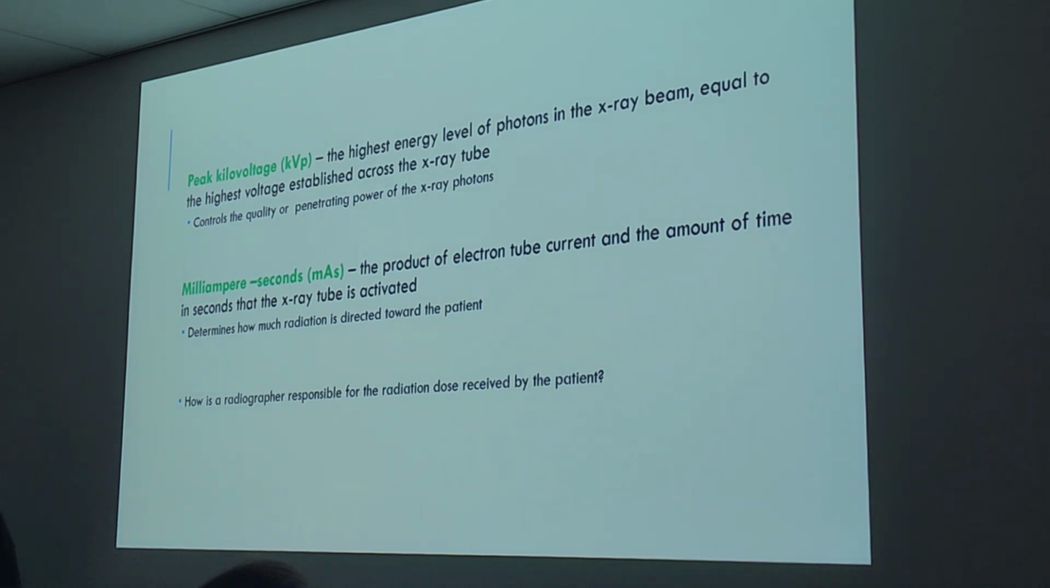Yes. Okay? mAs. We know that mAs is mA times seconds, so the product of electron tube current and the amount of time in seconds. It also determines how much radiation is directed towards the patient. Here, mA is the electron tube current, and S is seconds, so the amount of time that the X-ray tube is activated to give us the exposure.